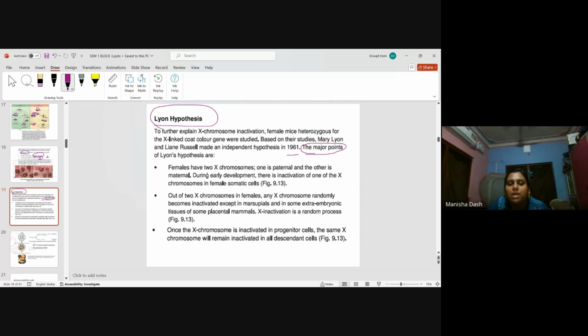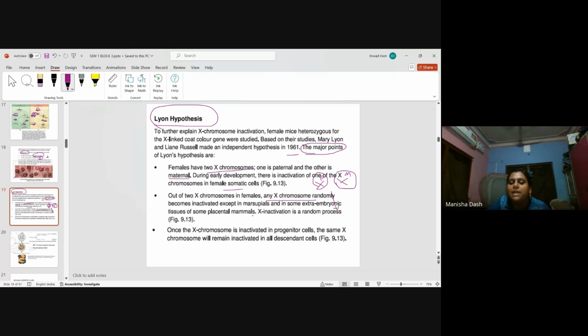Females have two X chromosomes, one paternal and the other maternal. During early development, there is inactivation of one of the X chromosomes in the female somatic cells. Every human female has inherited one X chromosome from her father and one from her mother. This is called the maternal chromosome, and this is called the paternal chromosome. During development, one of the X chromosomes is inactivated. Out of the two X chromosomes in females, either one randomly becomes inactivated, except in marsupials and in some extra-embryonic tissue of some placental mammals.